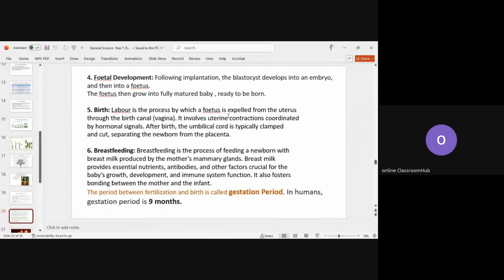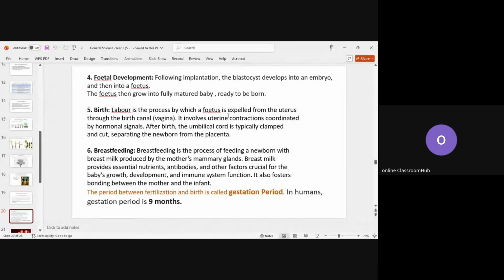And then the sixth, the final stage, is breastfeeding. After the baby is expelled from the womb, now the mother has to breastfeed the baby. Immediately the baby is born, the mother's breast will begin to produce milk. And that is the mammary glands beginning to provide milk. And this milk contains very essential nutrients and antibodies and other factors crucial for the child's growth and development.